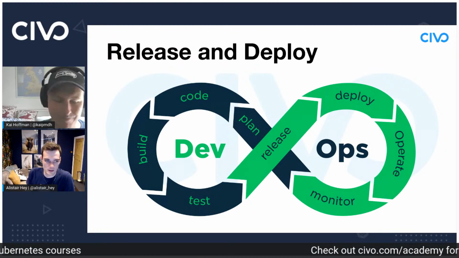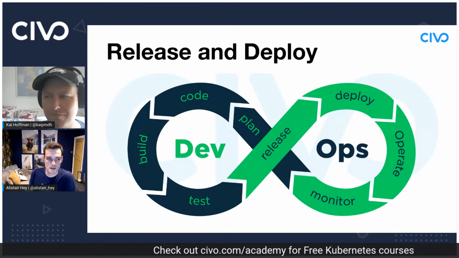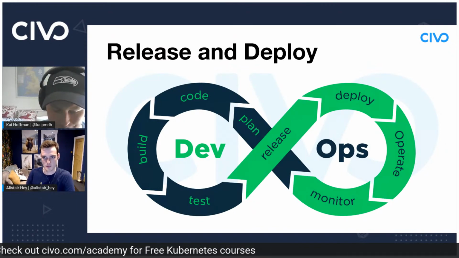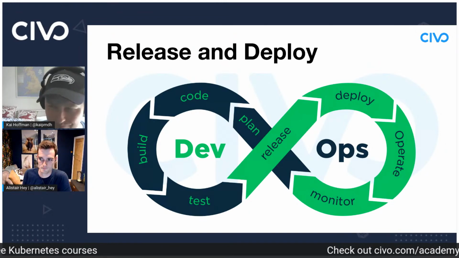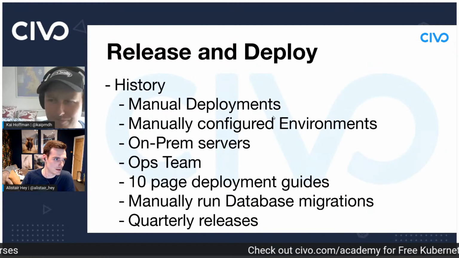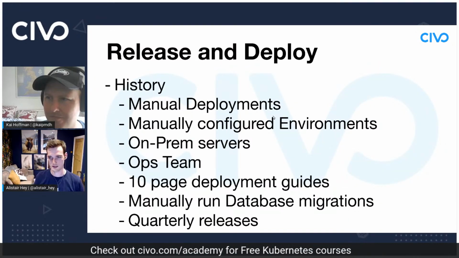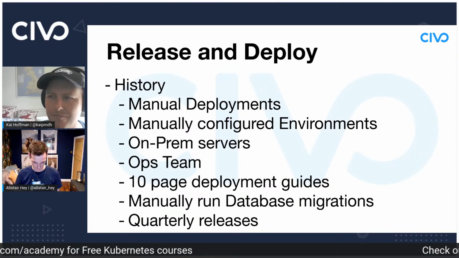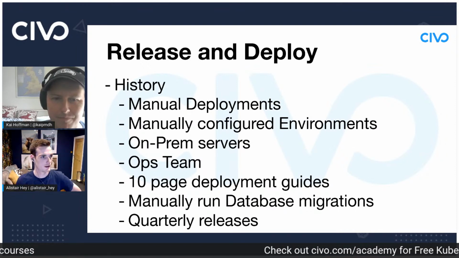But yeah, release and deploy. A lot of the time, this means CI/CD pipelines. You've probably heard about those. Things running automatically when you add your code to version control, and things like that. We're going to step back a bit and take a look at the history of this release and deploy section of DevOps.